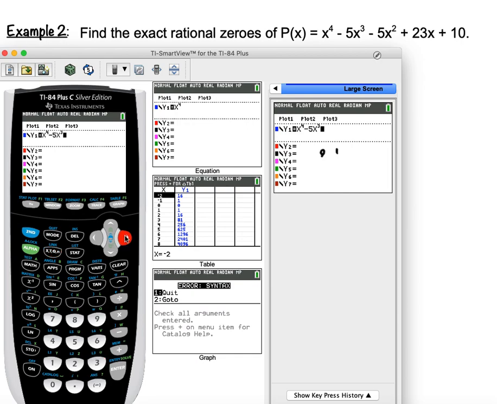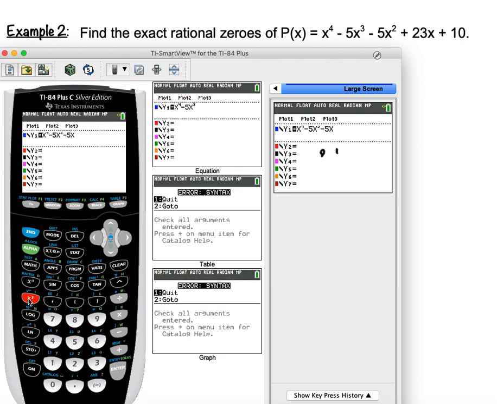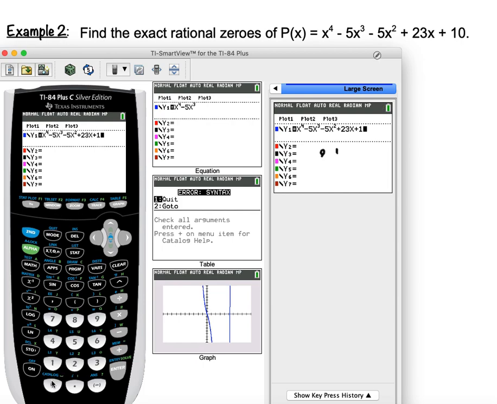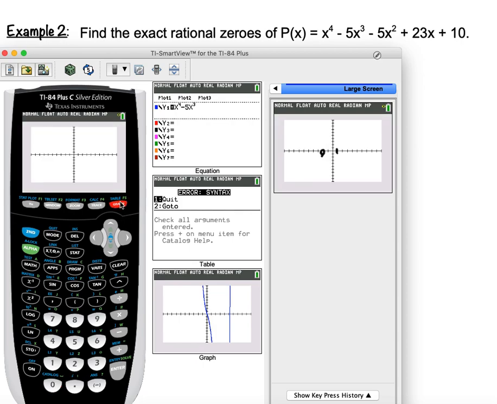And notice I have to use my right arrow there to bring it back down. And then plus 23x. And then plus 10. So x to the fourth minus 5x to the third minus 5x squared plus 23x plus 10. I'm going to hit graph.